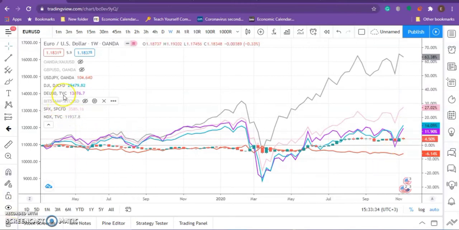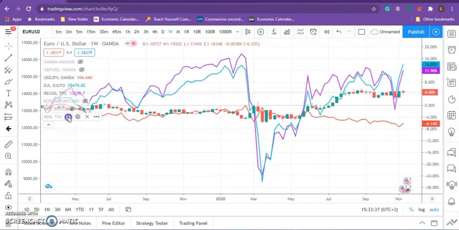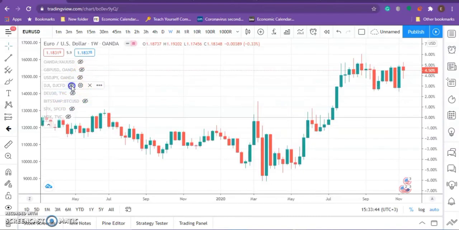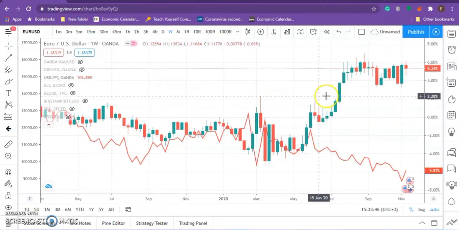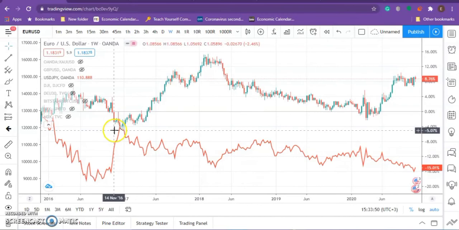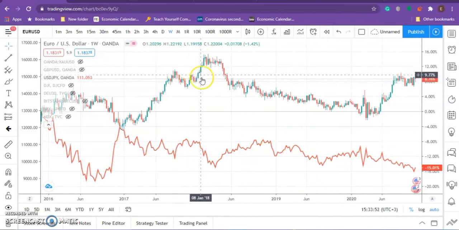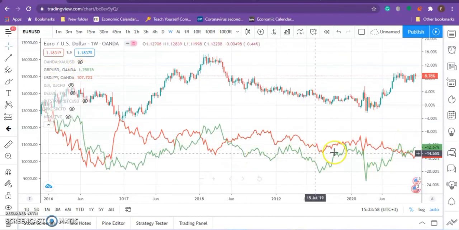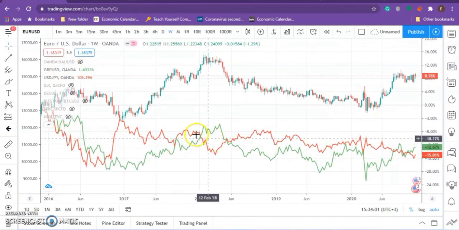And so we can actually look at the graph with only USD Japanese yen and Euro USD. You can actually see it here. It's actually directly opposite to the Euro USD and GBP USD. Let me even add GBP USD. You can actually see it's direct opposite.